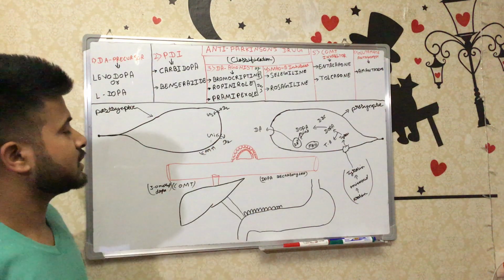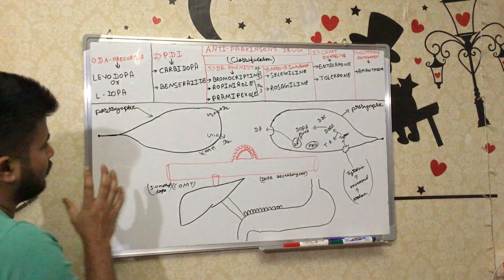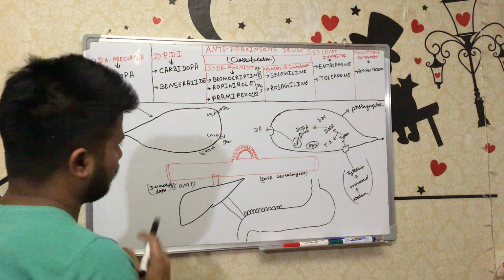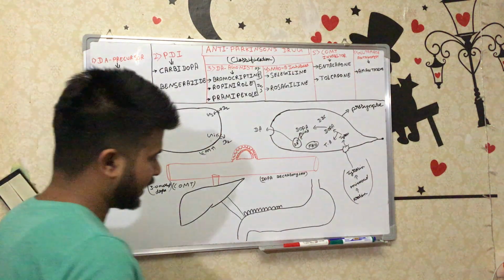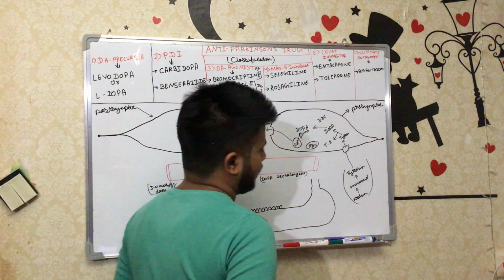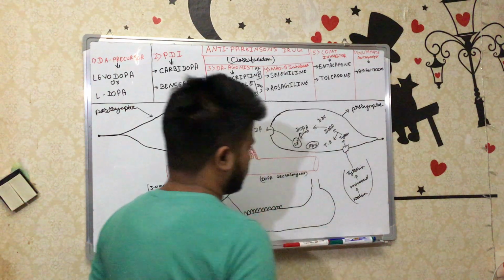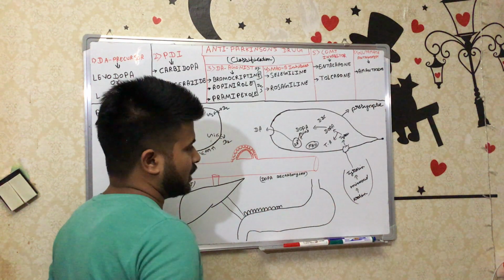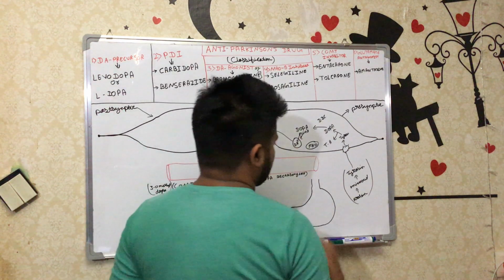So how will we discuss these drugs? Firstly, we will discuss the normal function of dopa very briefly. As you remember, we eat a lot of protein. From the protein it breaks down into amino acids, and there are a lot of branches of amino acids. One of the branches is tyrosine.